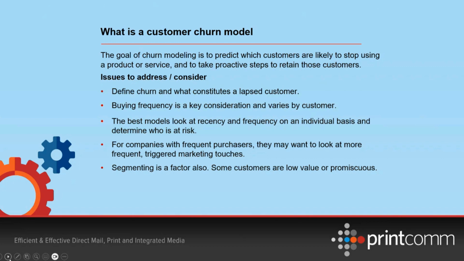Promiscuous customers, some people call these sporadic customers. It's hard to see any kind of frequency, repetition or pattern. So I say segmenting is a factor. You might want to eliminate low values, and you might want to eliminate sporadics, or at least prioritize them very low, as far as including them in a churn model. Okay.